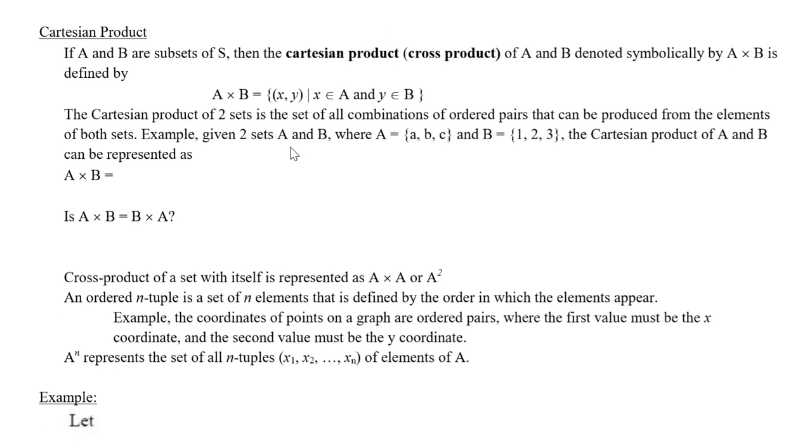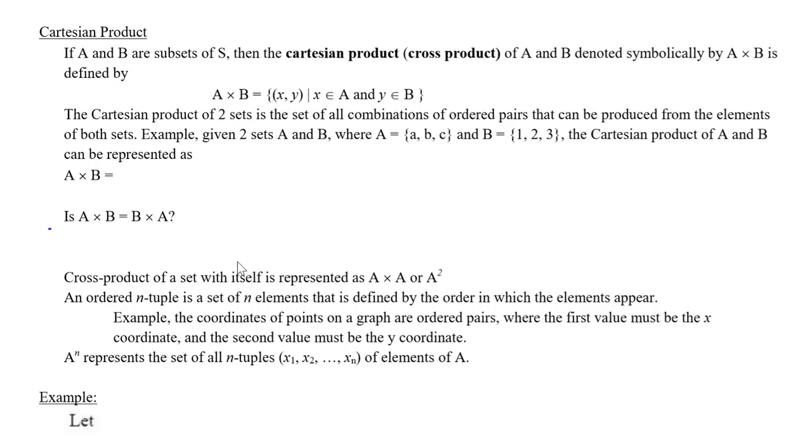Let's see another concept here, which we call the Cartesian product. What is a Cartesian product? If A and B are subsets of S, then the Cartesian product, or cross product, of A and B, denoted by A cross B, or A multiply B, is the set of all pairs (x, y) such that x belongs to A and y belongs to B. Always A first, then B. And remember that the cross product AB is different than BA.